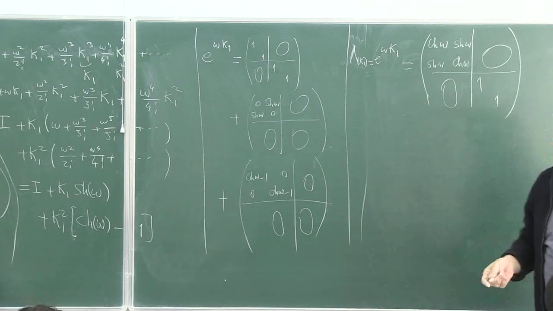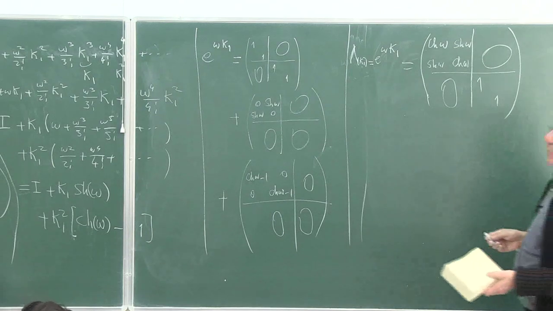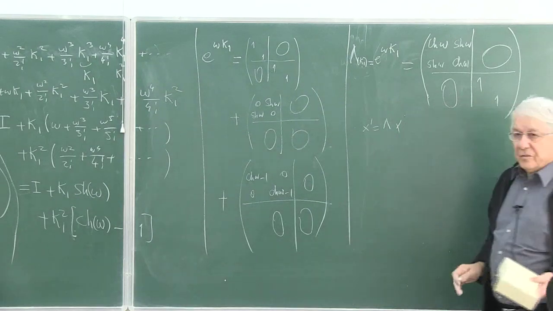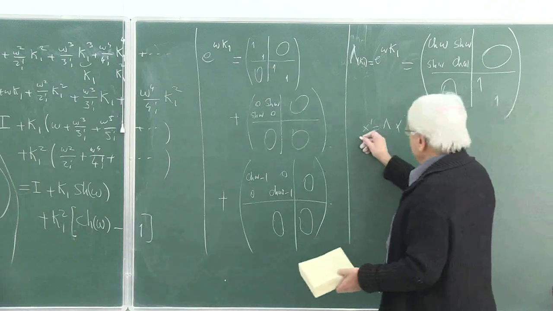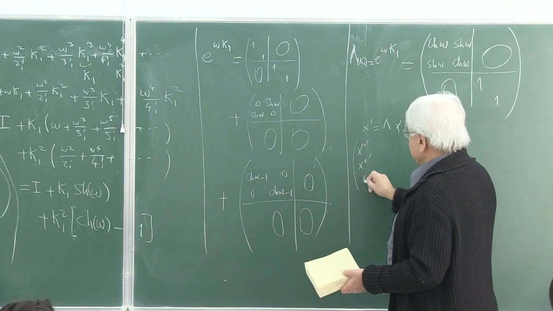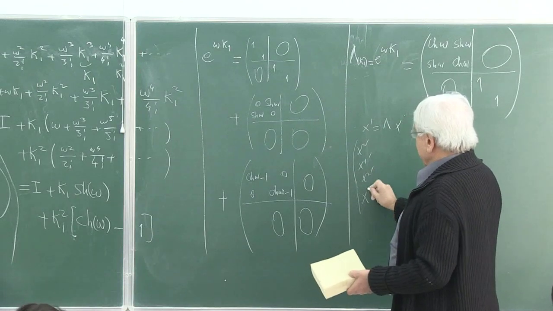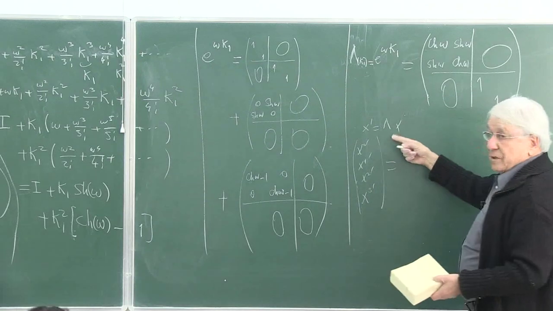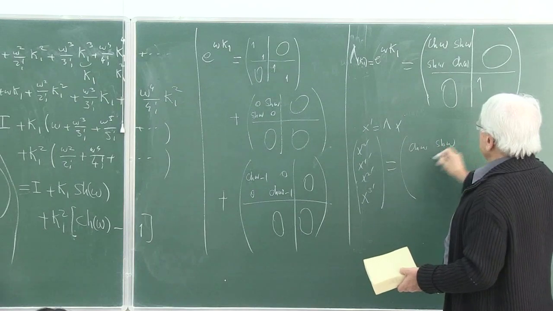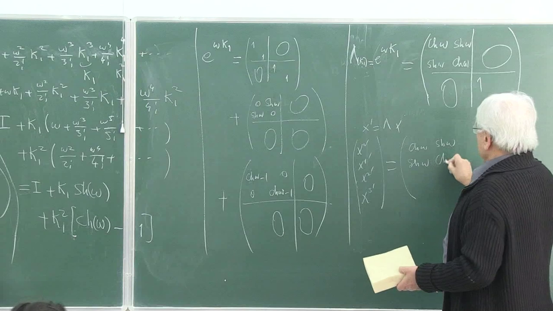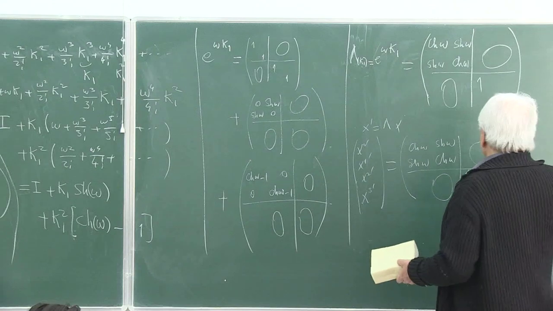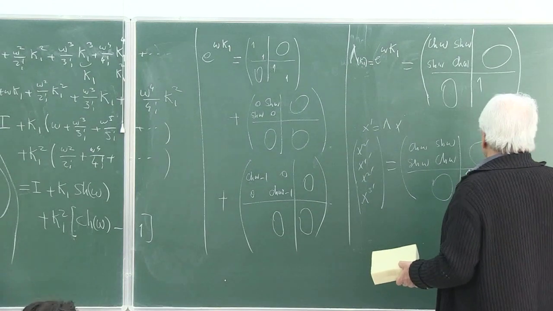So what kind of transformation does it do? Let's check. Remember, I have x prime equals lambda x in the matrix notation. In the matrix notation, we denote the x's as x0 prime, x1 prime, x2 prime, x3 prime is equal to this lambda, which is cosine hyperbolic omega, sine hyperbolic omega, sine hyperbolic omega, cosine hyperbolic omega, 0, 1, and 1, times x0, x1, x2, x3.